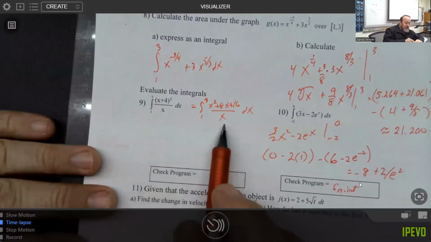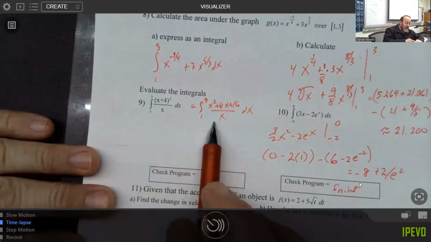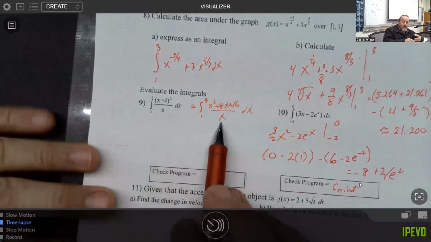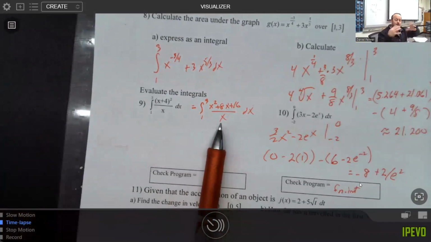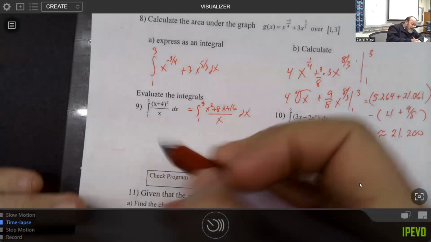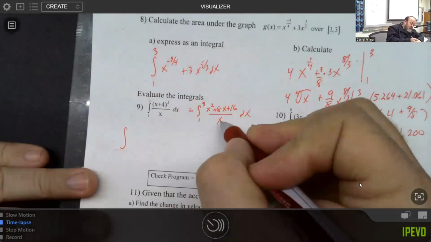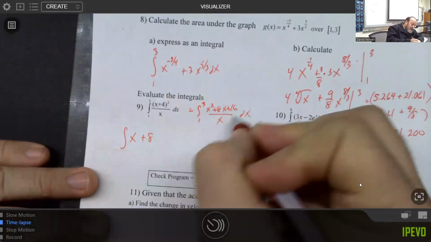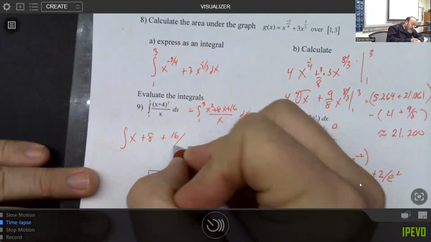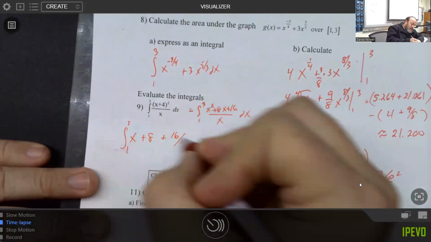And to me, the big key is this idea: if you ever have a monomial, meaning a single item denominator, when you add fractions back and forth, remember, when you add fractions, you get that common denominator, you put the numerators together, but that means you can actually reverse that process. And therefore, that would mean x squared over x is x, 8x over x is 8, and 16 over x is what we would have left, being evaluated from 1 to 3.